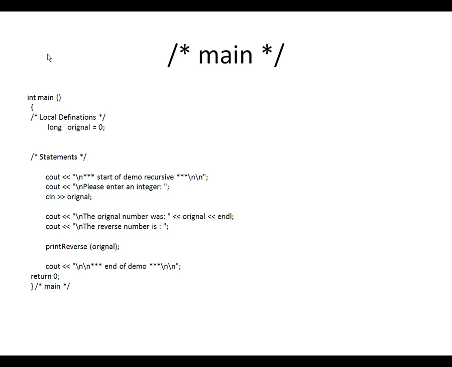Here is your main. Again, at the beginning of the program, you output "start of the demo recursive". Please enter an integer, and you read your original and print the original on the next line. Then you print the message "the reverse number is", and you call printReverse, passing to it the original. And then you end your program.